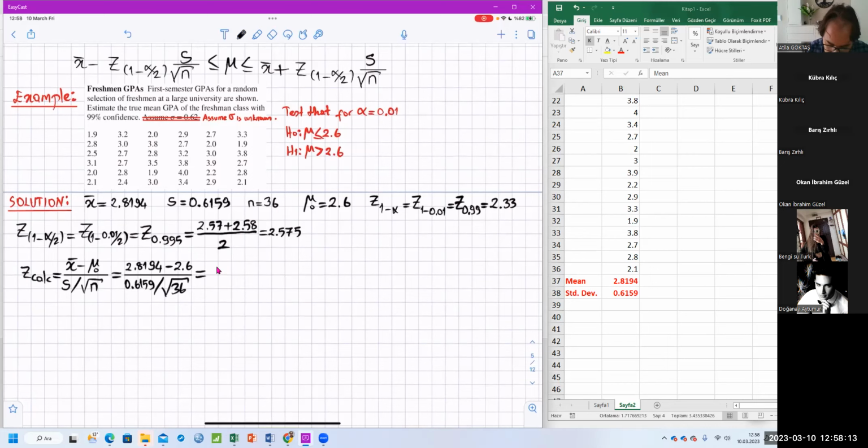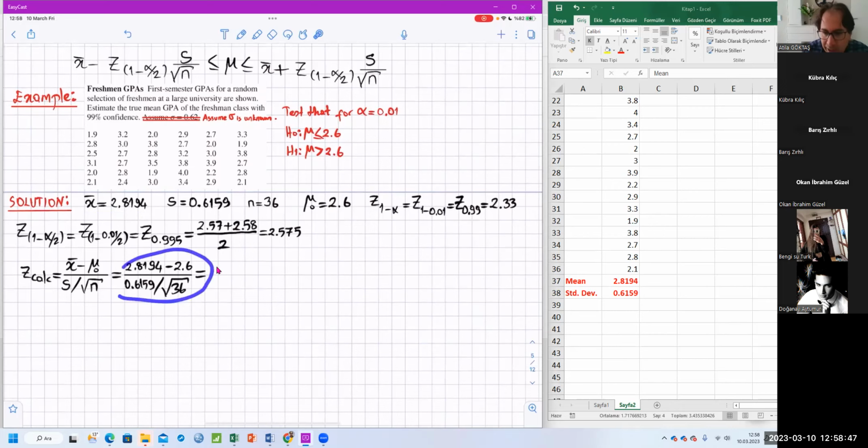In the beginning, you may feel that the mean GPA is greater than 2.6. You see, this 2.81 is greater than 2.6. But if you conclude that the claim is true, that the mean GPA is greater than 2.6, that will be incorrect because this is not statistically justified. This is from a sample. We don't know yet. We have to check whether this is true. Let's see whether this is true.